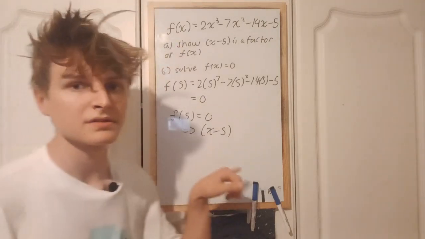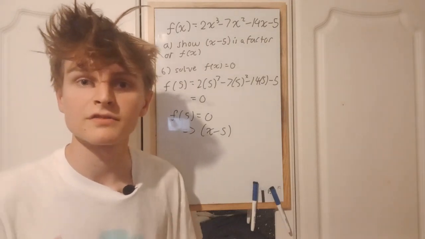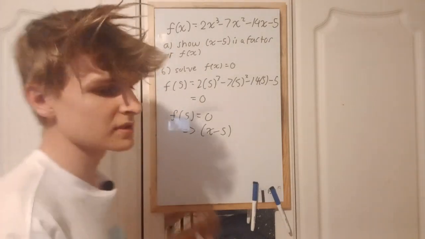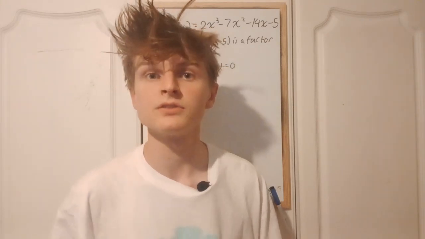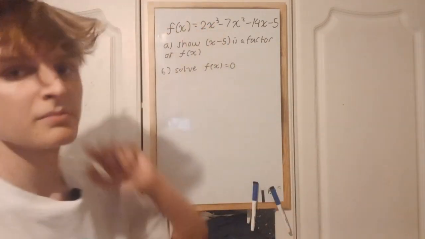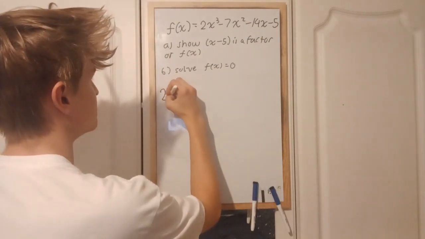Now we know one of the factors, we can then perform polynomial division to get the other quadratic factor, and from there we can solve f of x. Okay, so let's do that. Now we know that x minus 5 is a factor. Let's do polynomial division on this by x minus 5. Remembering our method, we write down the cubic we want to divide.